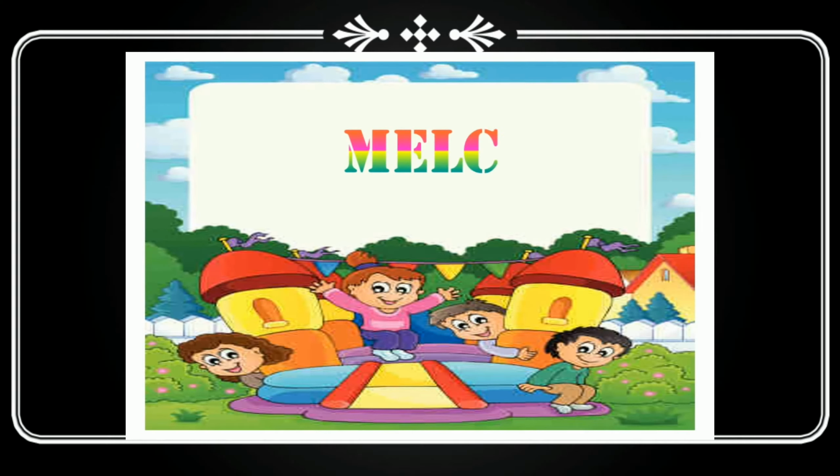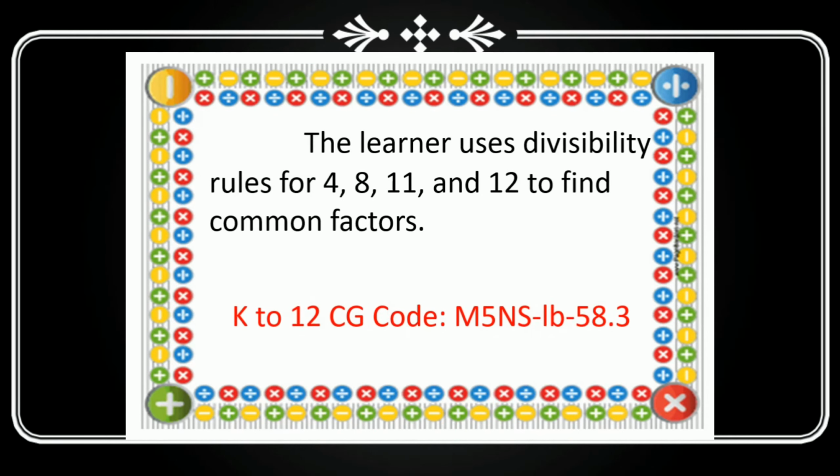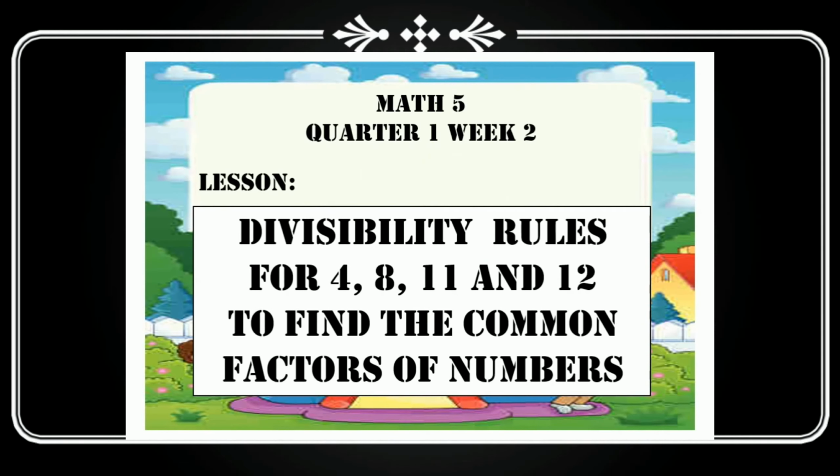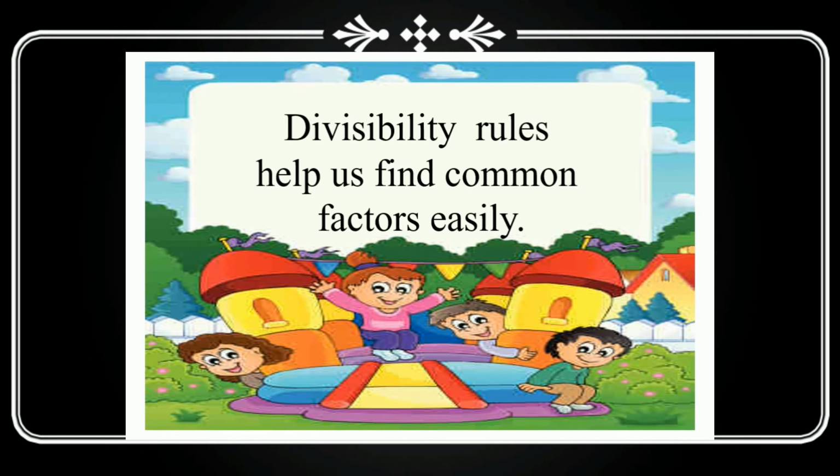And for the most essential learning competency, the learner uses divisibility rules for 4, 8, 11, and 12 to find common factors. We are now in Quarter 1, Week 2, and our lesson for this week is about divisibility rules for 4, 8, 11, and 12 to find the common factors of numbers. Divisibility rules help us find common factors easily.